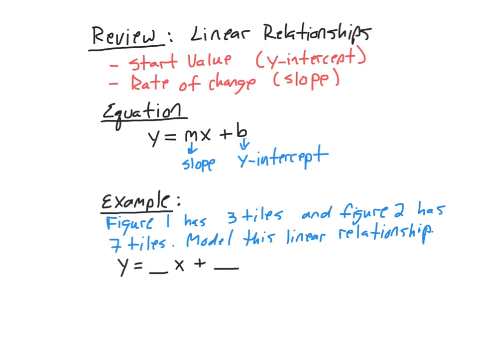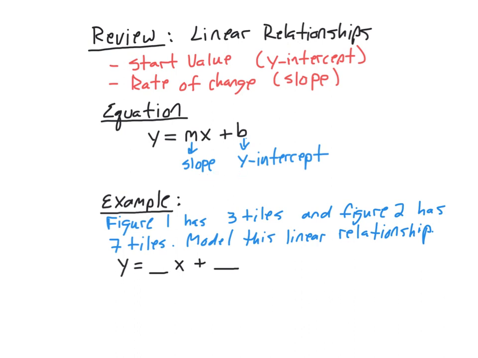One of the things we discovered first semester is that if I can find a start value and a rate of change, then I can find an equation for a linear relationship, where essentially slope was my rate of change, and the y-intercept was the start value. And we were able to put it in the equation y equals mx plus b, where I've got my slope and my y-intercept.